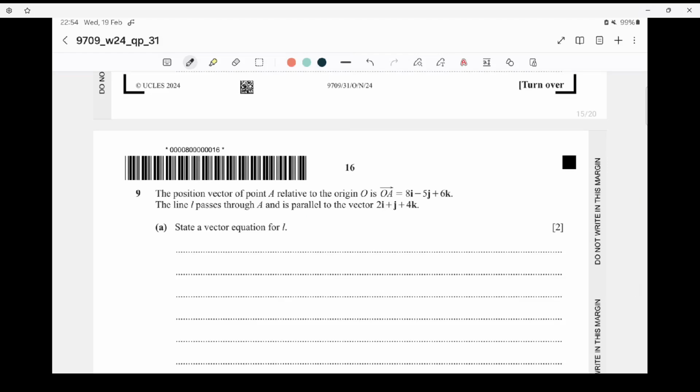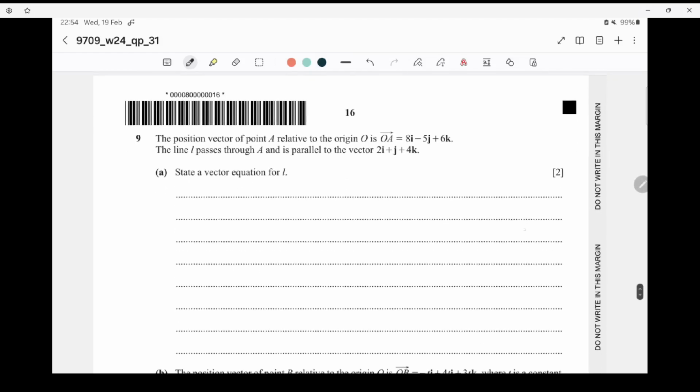Question 9. You have a position vector A relative to O, and then there is some line passing through A. State the vector equation for L. So let's say this is your sketch. So let's say this is your A. Of course I can't draw a 3D diagram, so this is just a rough sketch. So you have another vector, let's say capital X.